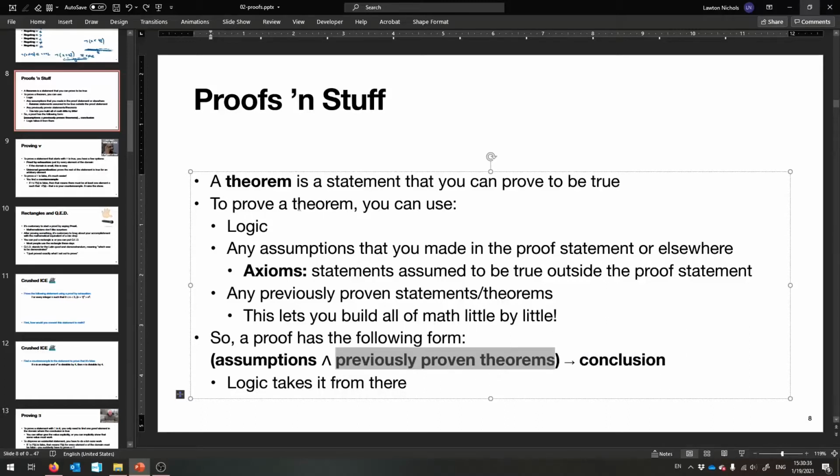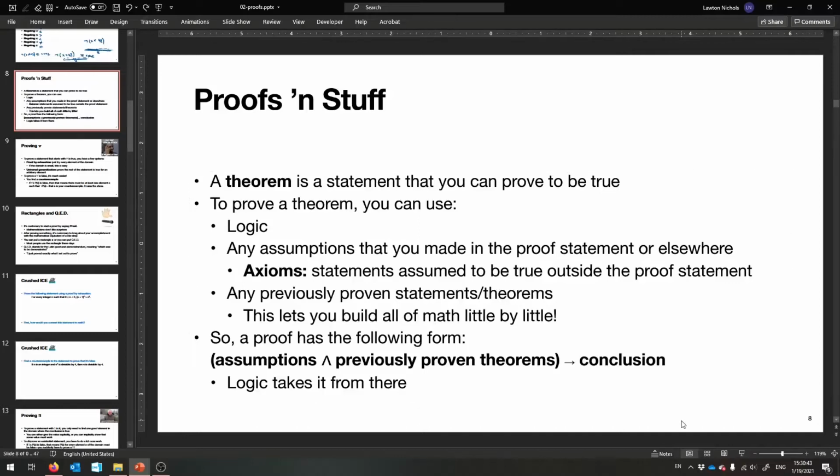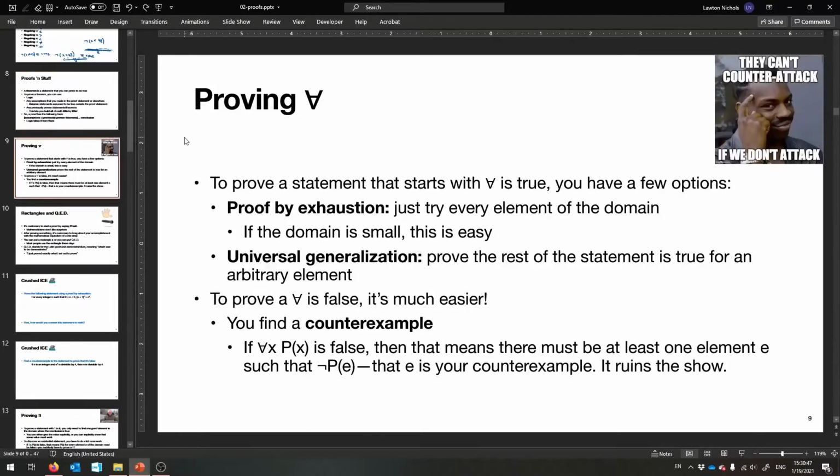And you can also use all your previous theorems because you're just building up a corpus of knowledge that you can then throw at whatever you're trying to prove later. Okay, so that's how proofs work in a sense, and we're going to get some good practice in this set of slides. So let's go back to proving for all.